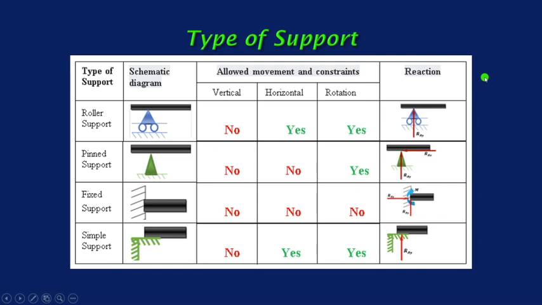Okay, now let's summarize the different types of support. We have discussed four types of support. These are listed here, and we have represented them in tabular form: the allowed movement and the constraints. Constraints means the restriction. In the roller support, only the vertical movement is restricted. So a vertical reaction is there.